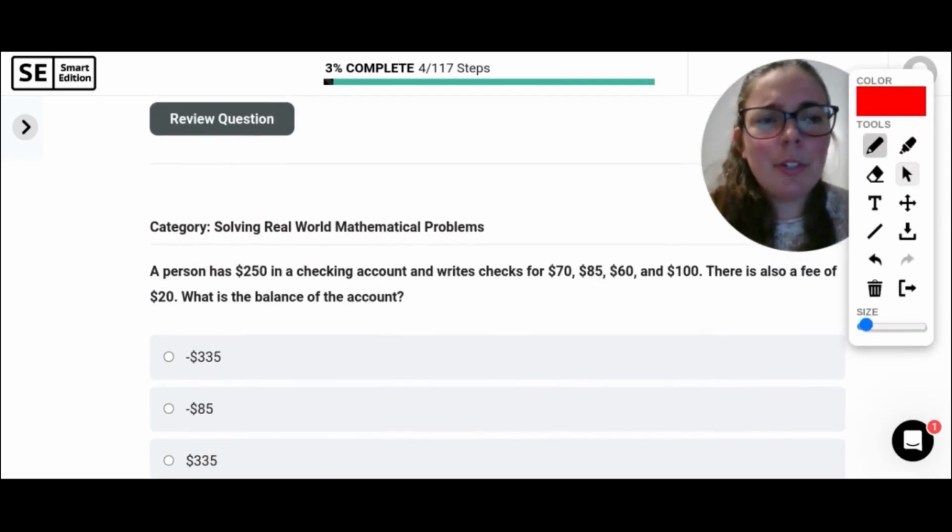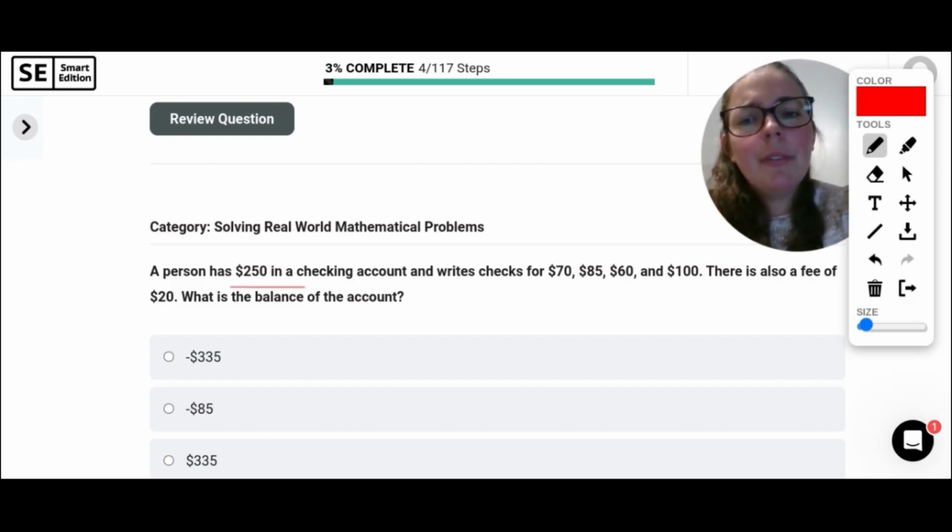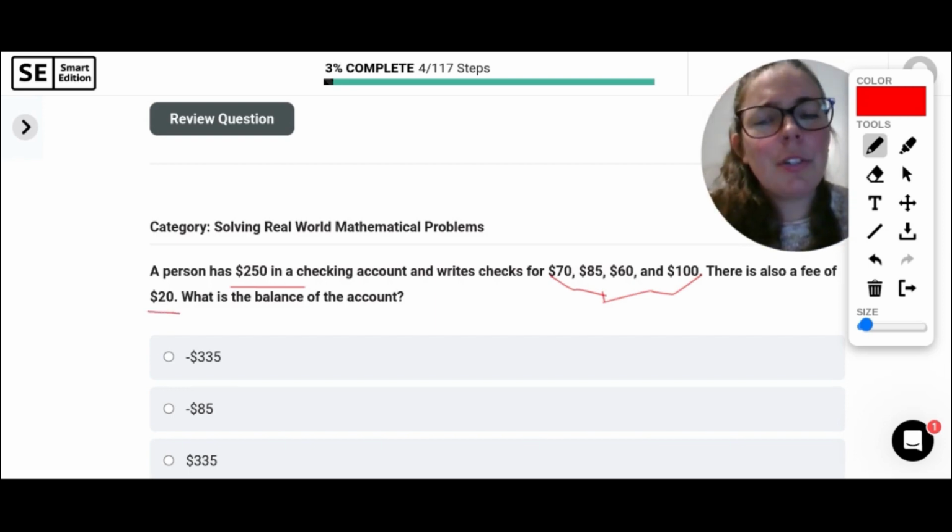All right, a person has $250 in a checking account and writes checks for $70, $85, $60, and $100, and there's also a fee for $20. What is the balance of the account? So if you think about an account, you start with $250. You have to subtract what they write checks for, and then it looks like there's also a fee of $20, so we're spending $20 as well.